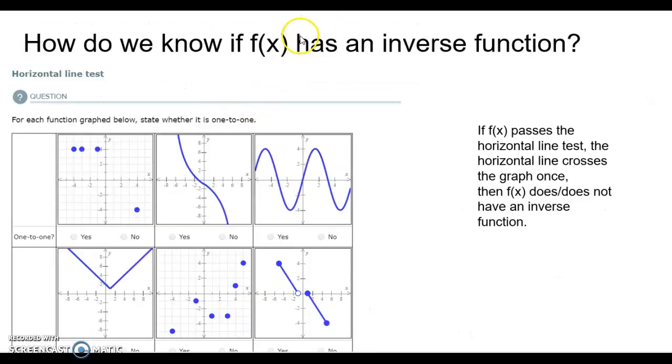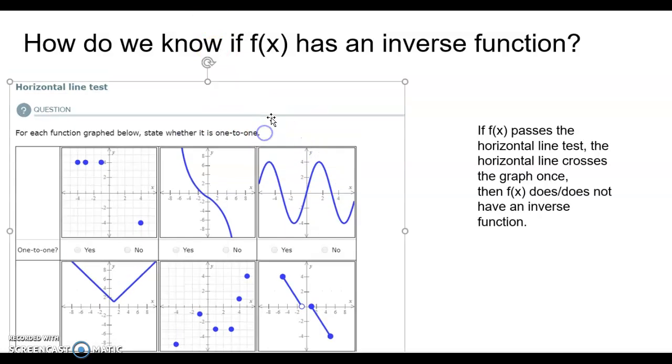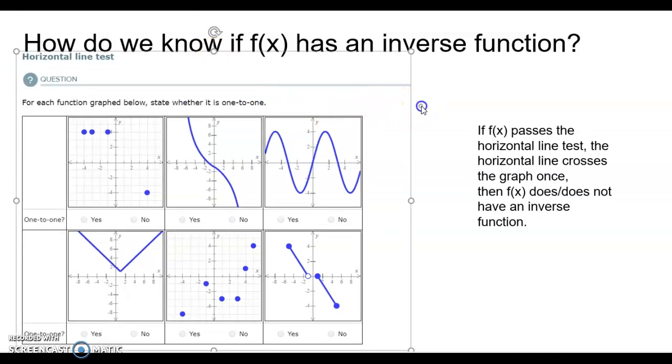Okay, so the next section we're going to talk about is how do we know if the original function has an inverse. Basically, we need it to be 1-to-1. If it's 1-to-1, it will have an inverse. So if f of x is 1-to-1, then it has an inverse. We talked about that over here.